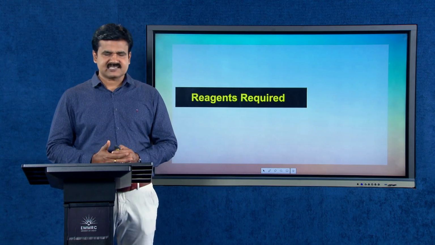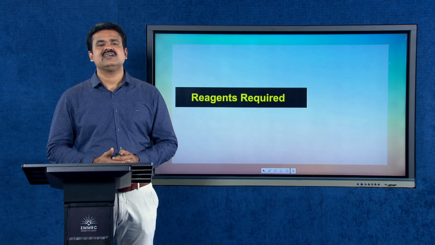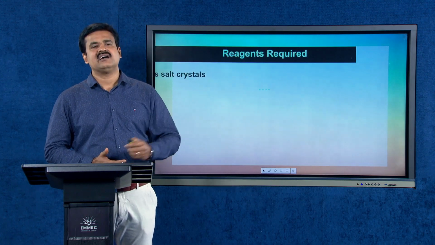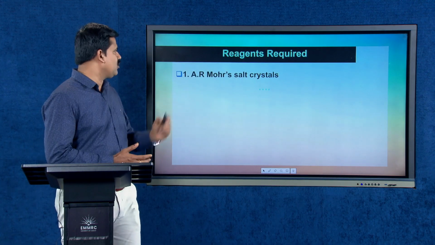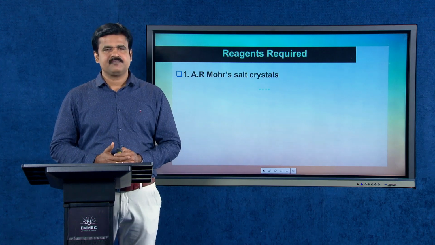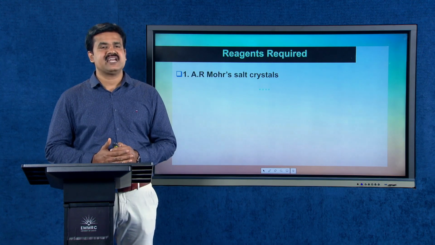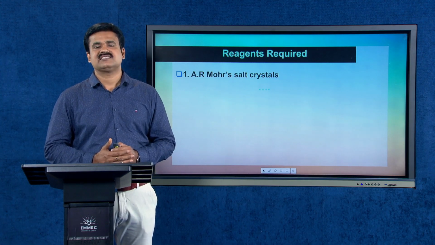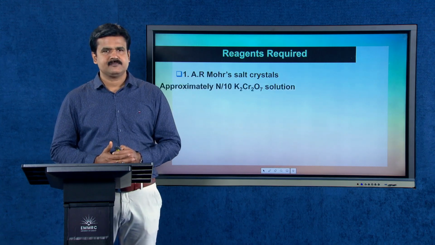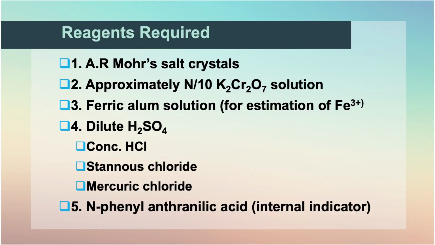Now, we are discussing the reagents required for the present experiment. These are the reagents required. Number 1, AR Mohr's salt crystals. The Mohr's salt crystals are required to prepare a standard solution with which we are standardizing the given potassium dichromate. And the second reagent is nothing but approximately N by 10 potassium dichromate solution. And the third reagent is of course the ferric alum solution, for which we are evaluating the presence of Fe3+ ions, or we use it for estimation.